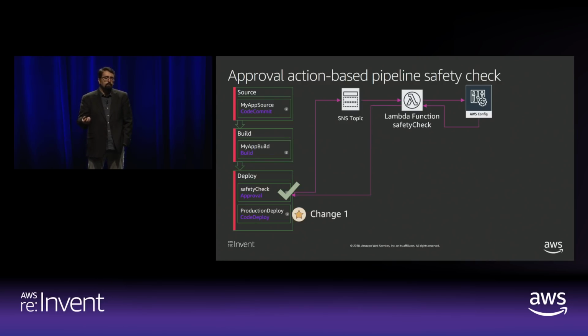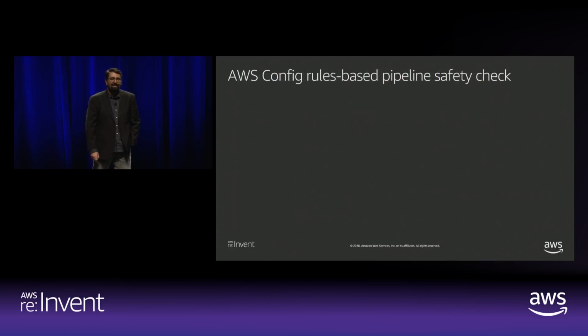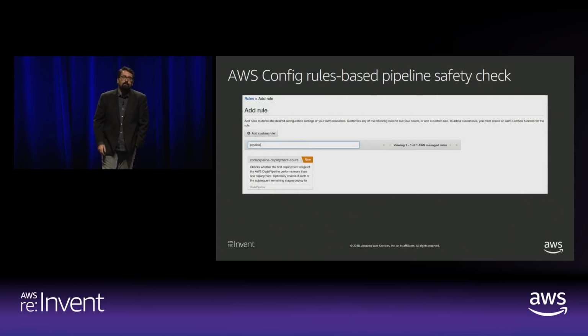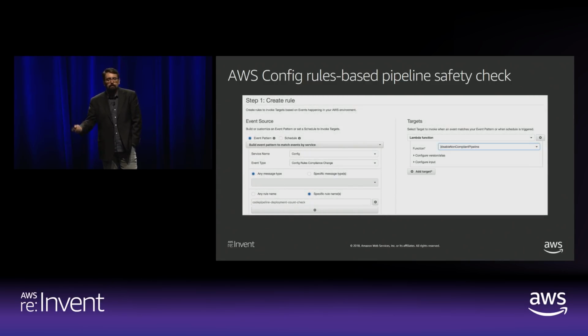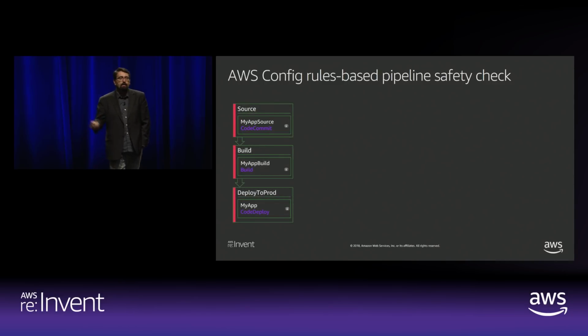Oh, that was a weird transition. So the idea here is we want to basically set up this safety check. And the way that you do this is you're going to go through and create a new config rule. This one, we're going to create a Lambda function and specify the Lambda function that we want to call anytime somebody updates.